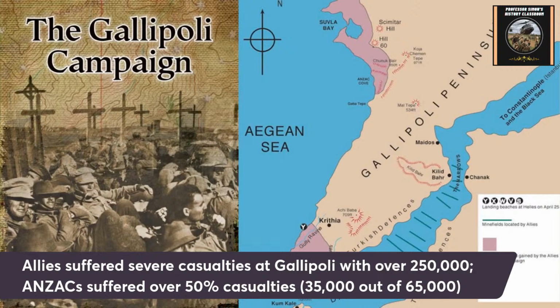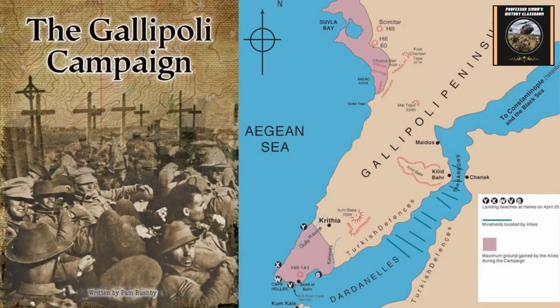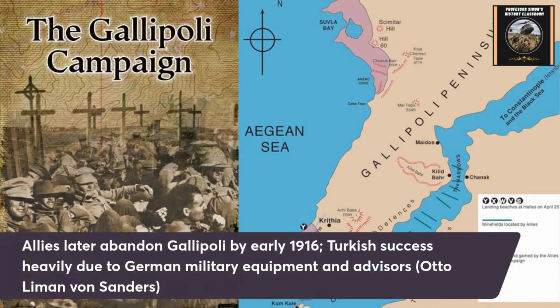And so later what happens is it forces the British to give up. I think by the beginning of 1916, the British withdraw from the actual peninsula. And they do think that part of why the Turks did well was that they had gotten not just military equipment from the Germans, like machine guns and other kinds of weaponry, artillery, etc., but they also had these German advisors that helped the Turks out.